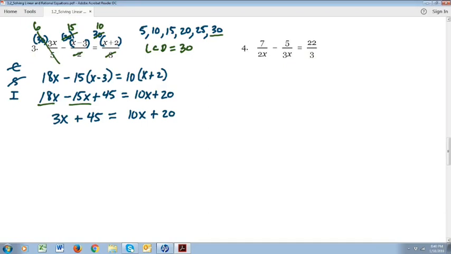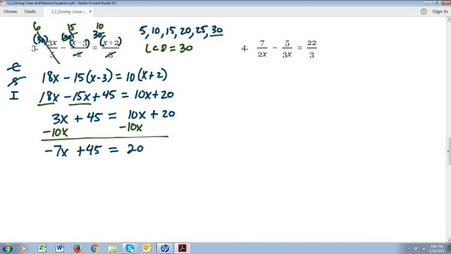And we need to have x on one side only, and we don't. So we're going to want to subtract 10x on both sides. Notice you could subtract 3x on both sides, and that'll also work. I'm going to keep my x on the left. And I end up with negative 7x plus 45 equals 20.